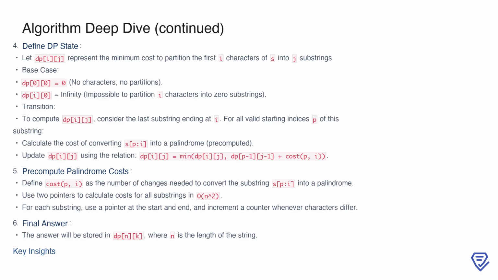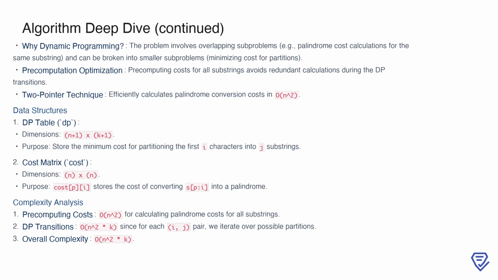Dynamic programming is a suitable approach for this problem because it involves overlapping subproblems, such as repeatedly calculating the cost of turning the same substring into a palindrome. By precomputing these costs, we avoid redundant calculations and optimize the process. The two-pointer technique is particularly efficient for precomputing the palindrome conversion costs, as it allows us to evaluate each substring by comparing characters at the two ends and counting the differences.